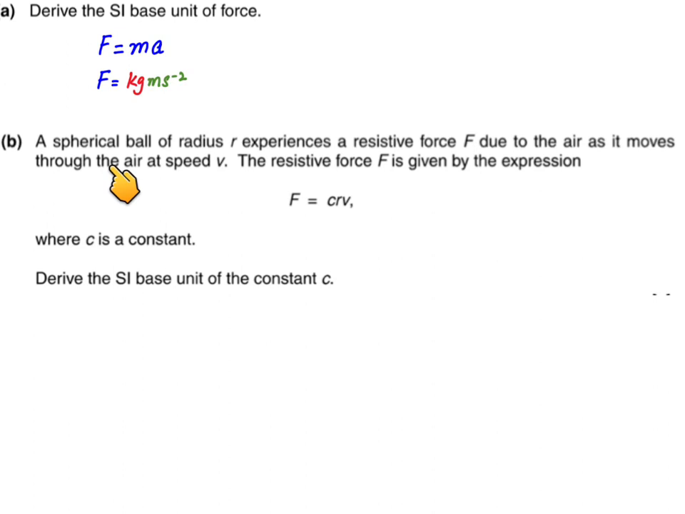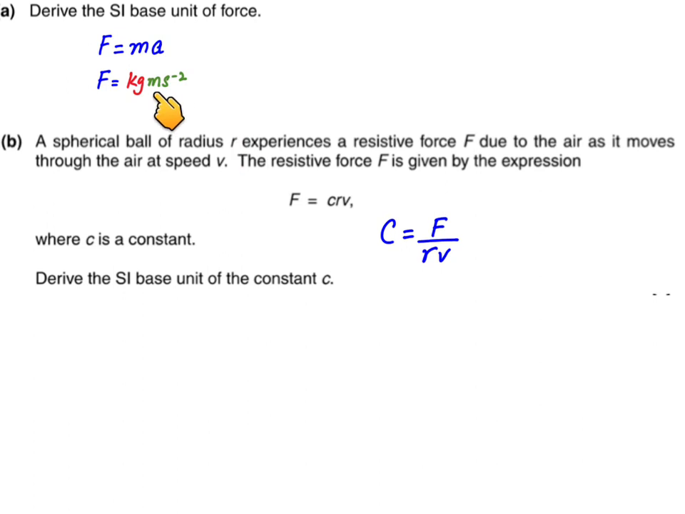The next part says a spherical ball of radius r experiences a resistive force F due to the air as it moves with speed v. So radius r experiencing force F due to air moving with speed v, and this resistive force is given by the formula F equals C r v. We need to find the units of the constant C. So C is equal to F upon rv. We'll make C the subject, so we can find its units.